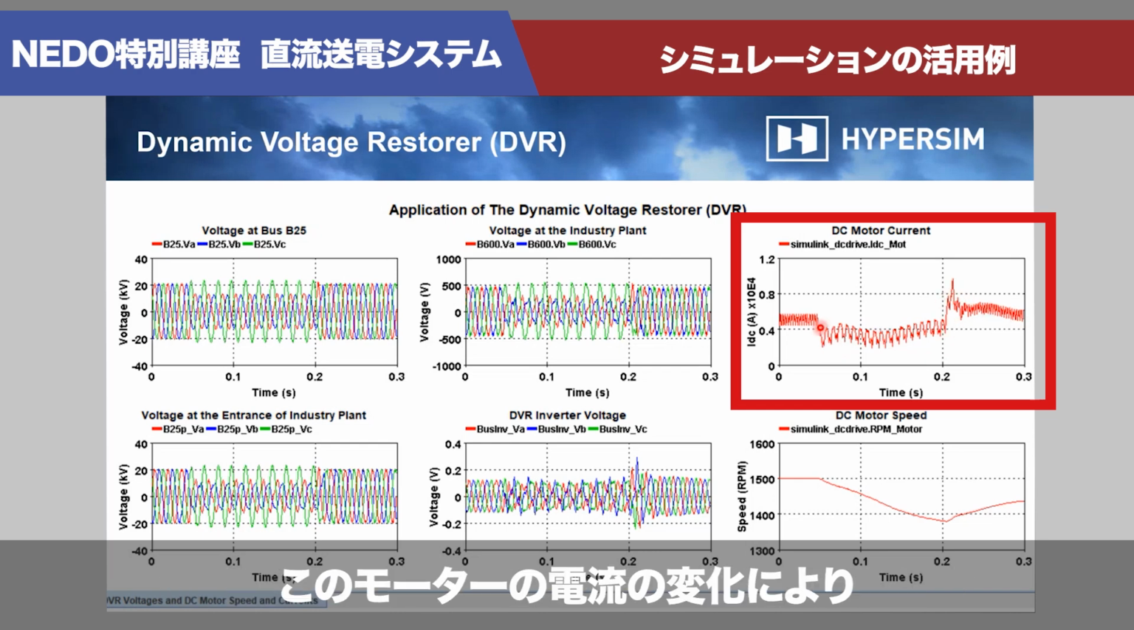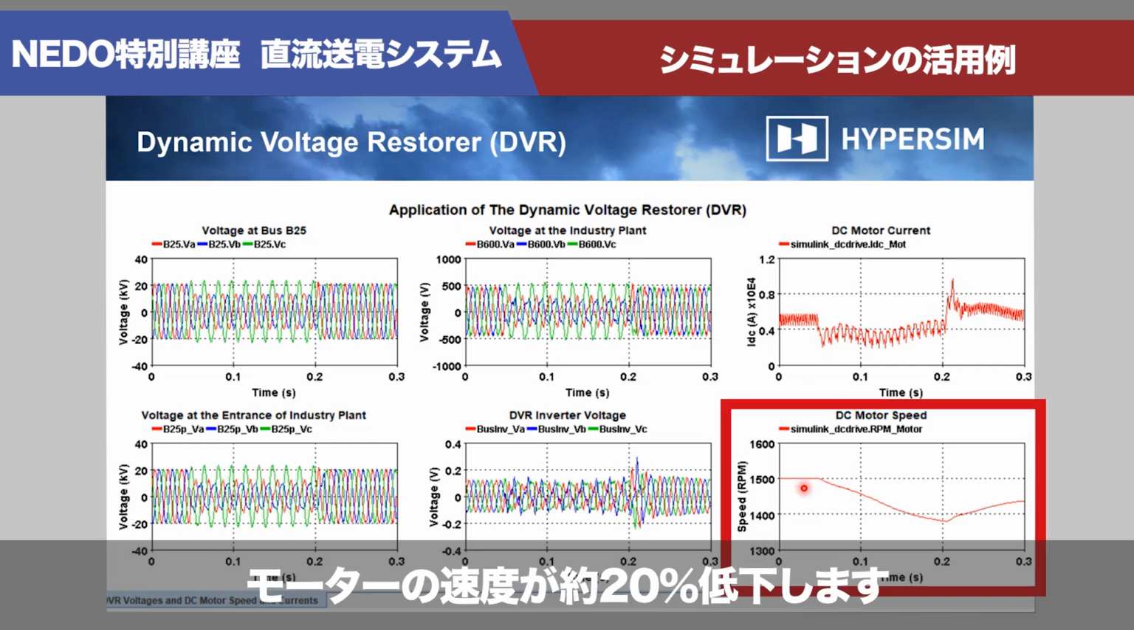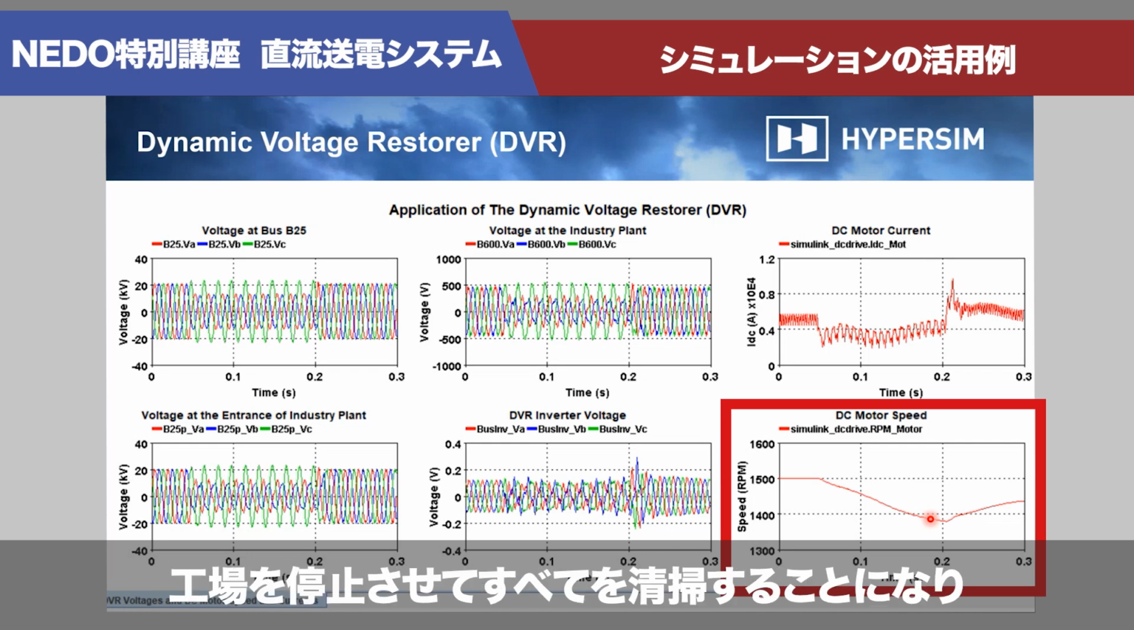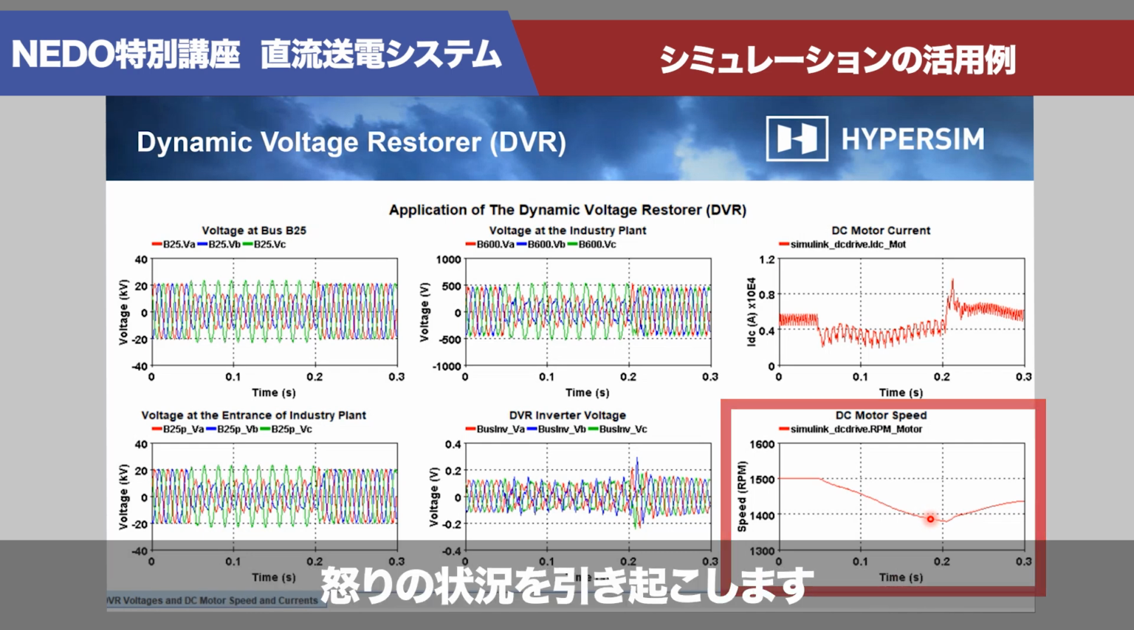And this change in motor current makes the speed of the motor go down by about 20%. And this creates what I mentioned before, the paper breaks in the power plant. And then the factory shuts down, you have to clean everything, and everybody's angry.